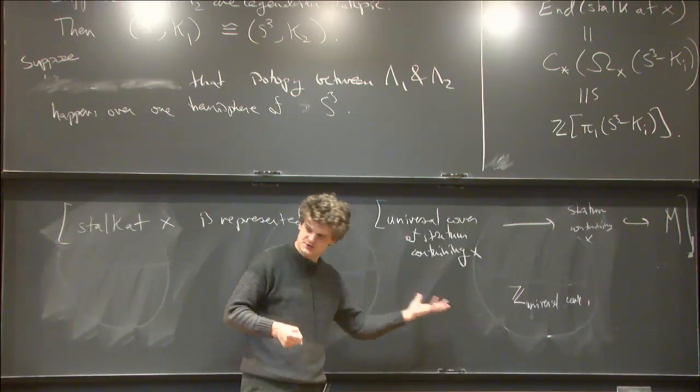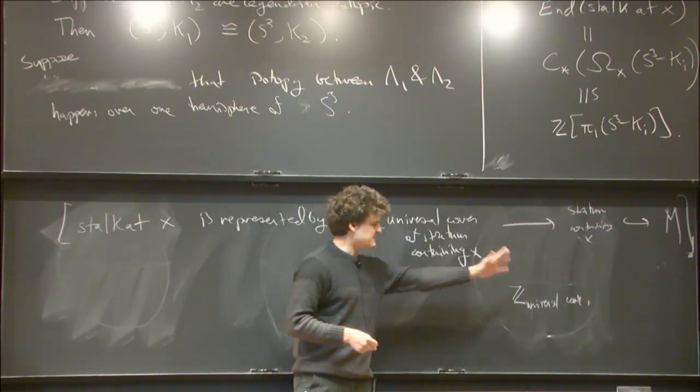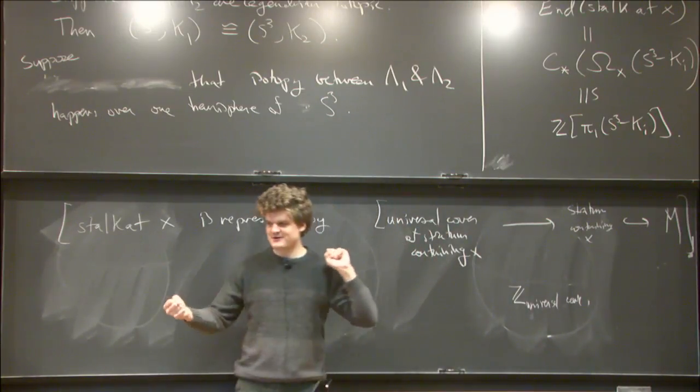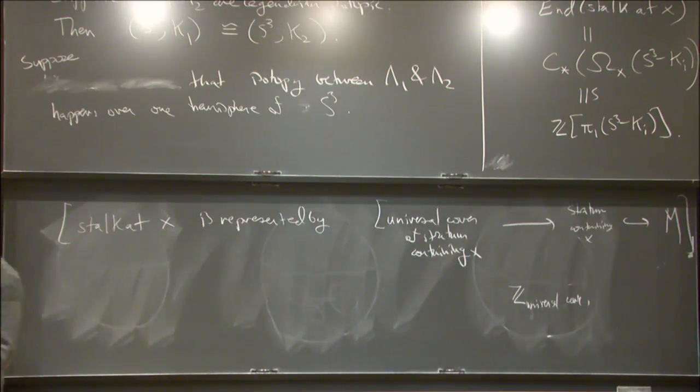Push forward has an adjoint. This is an étale map. So the right adjoint of shriek push forward is shriek pull back. Shriek pull back along an étale map is regular pull back. We're pulling back to a contractible space, which is the same as pulling back to a point.